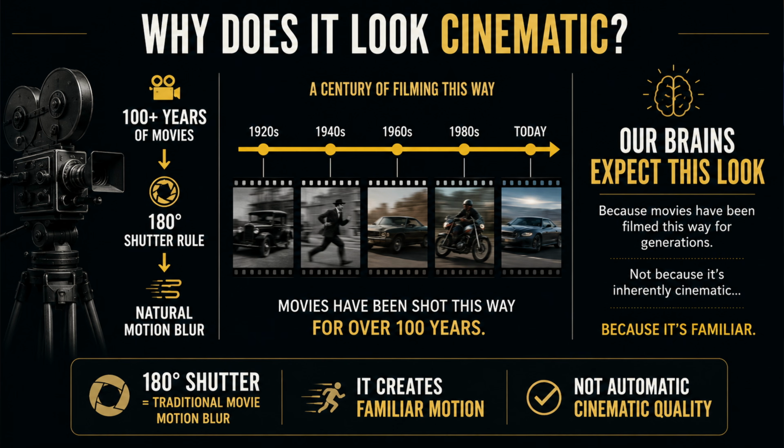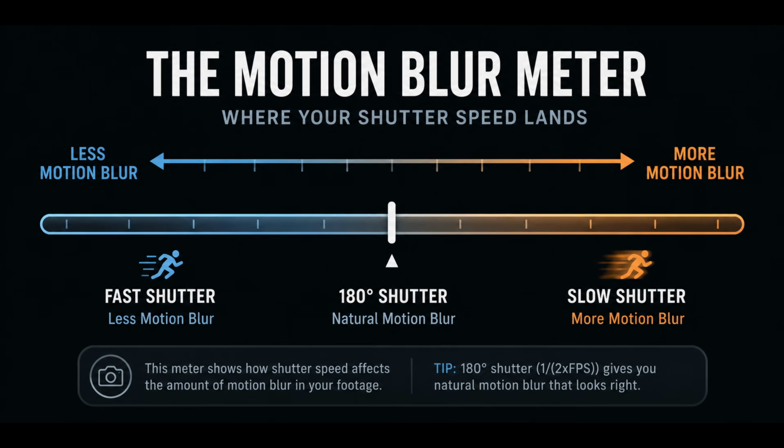The reason people associate it with a cinematic look is because movies have traditionally been shot this way for over 100 years, and we're used to seeing motion rendered with that amount of blur. But here's the thing. Most people never mention motion blur only affects things that are moving. If there isn't much movement in the shot, there isn't much motion blur to begin with. So let's look at what the rule actually does.